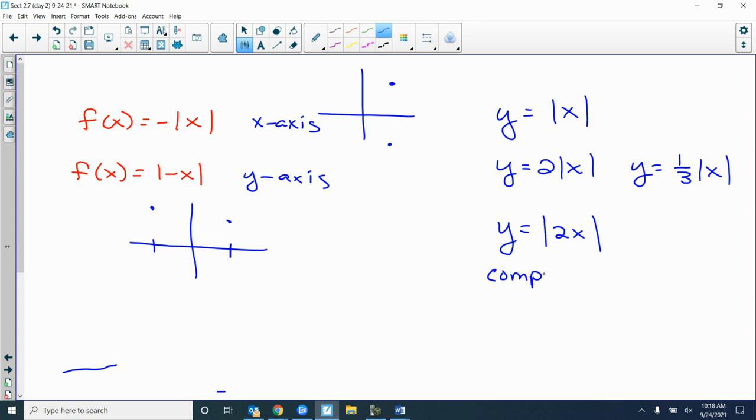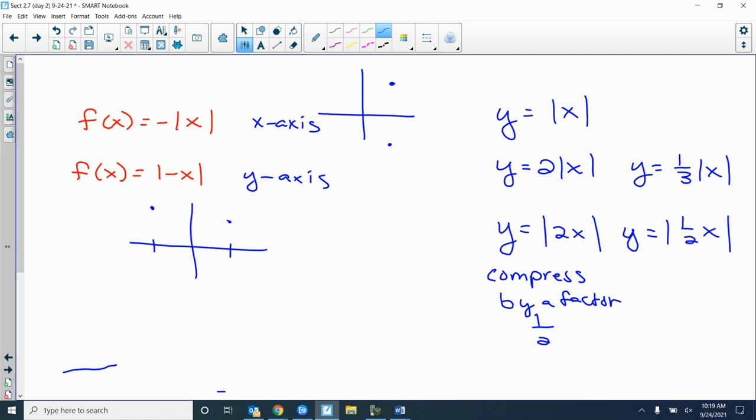So that will compress by what factor? You take 1 divided by whatever that is, by a factor of 1/2. And if I got y equals absolute value of 1/2 x, that will stretch it by a factor of 2. Okay. All right. Sounds good.